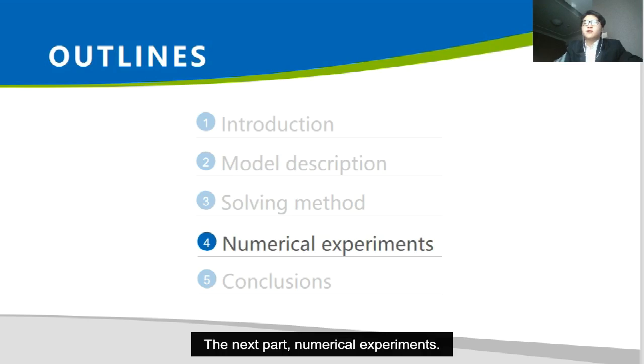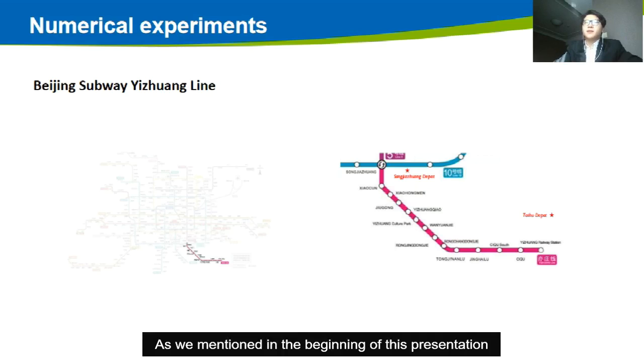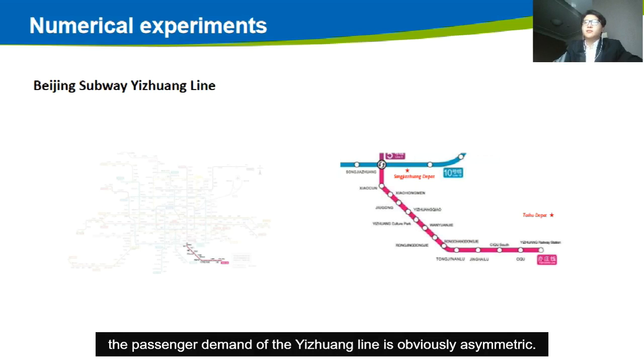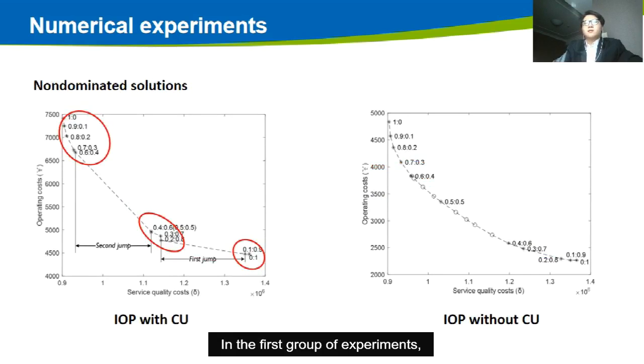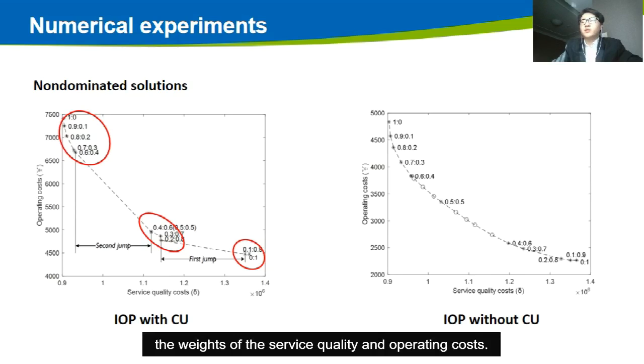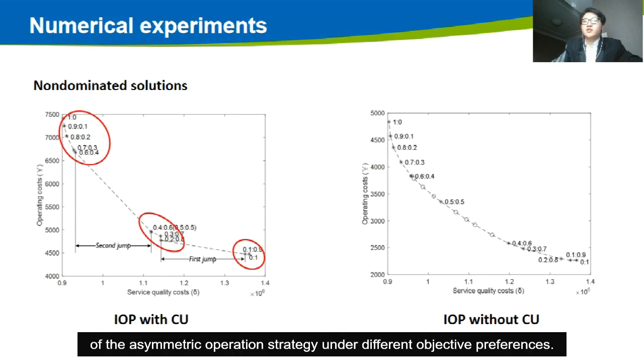The next part, numerical experiments. We design experiments based on Beijing Yizhuang subway line. As we mentioned in the beginning of the presentation, the passenger demand of Yizhuang line is obviously asymmetric. There are 13 stations and 2 depots in this line. In the first group of experiments, we generate the Pareto frontier by adjusting the weight of service quality and operating cost. We want to see the performance of the asymmetric operating strategy under different objective preferences.